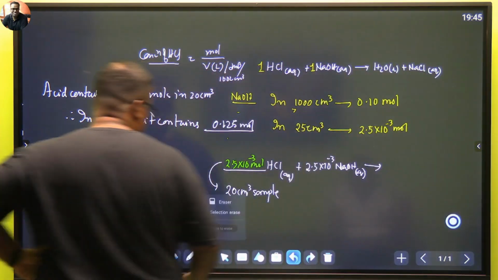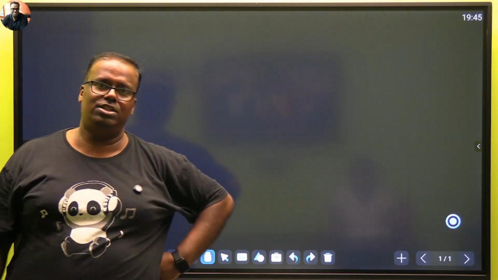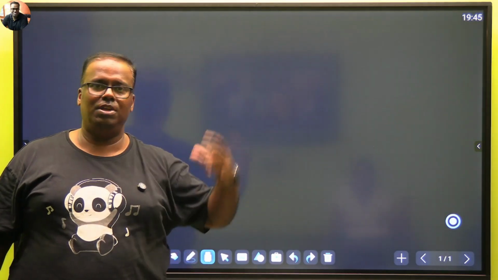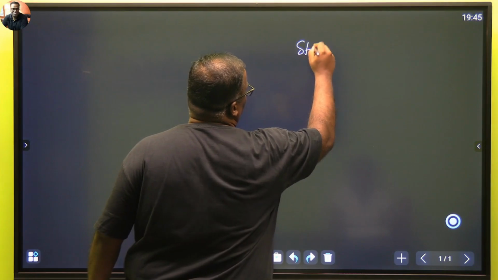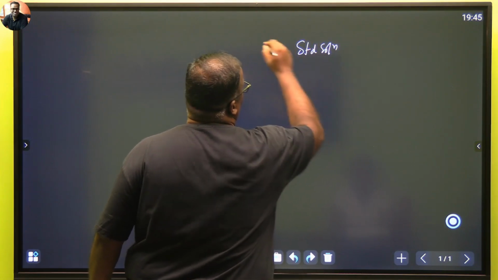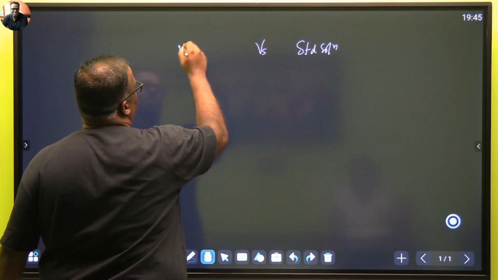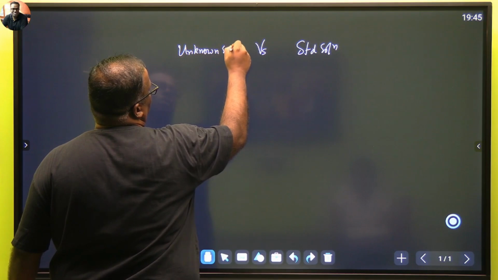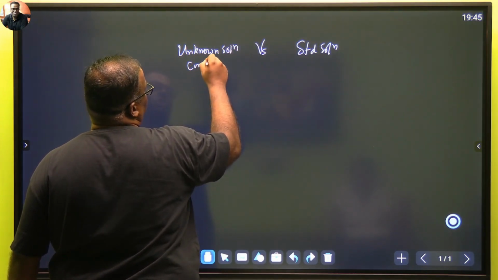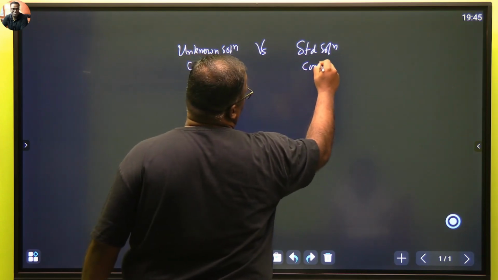Okay. Let's do it again. Have you understood basically what is titration? There will be a standard solution. In titration, we will have a standard solution and we will neutralize it with an unknown solution. Unknown means basically the concentration. And here the concentration will be known.